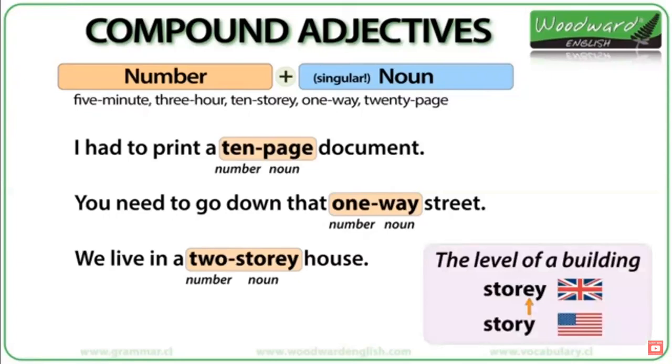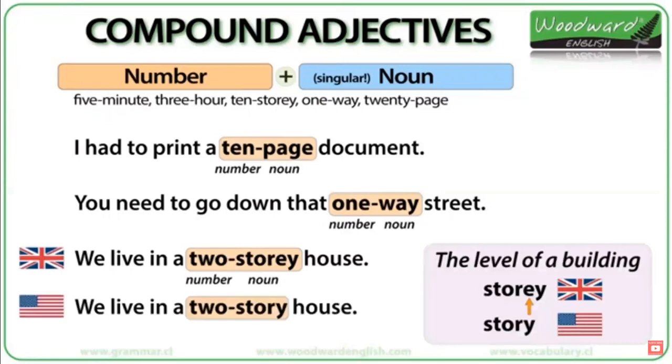Note, when we're talking about the level of a building, story with an E is used in British English. Story without an E is used in American English. So in American English, it is written as we live in a 2-story house, where story doesn't have the E in it.